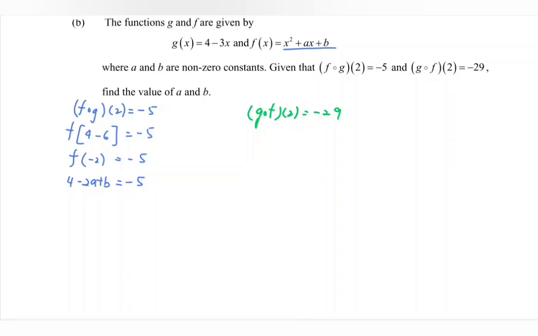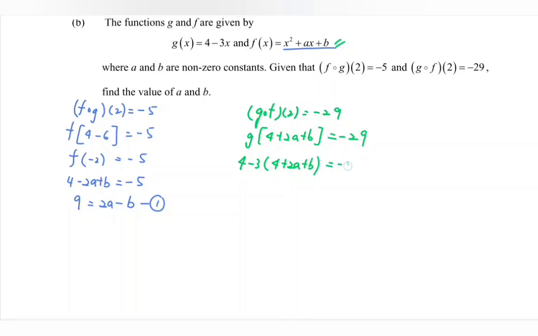So kindly rearrange the situation given. Here we will have 9 equals 2a minus b. So that is the first equation. Second equation, substitute 2 into this part. So we will have 4 plus 2a plus b. Continue. Substitute this part into g, where we have 4 minus 3 bracket 4 plus 2a plus b. So kindly expand. So we have 4 minus 12 minus 6a minus 3b equals -29.